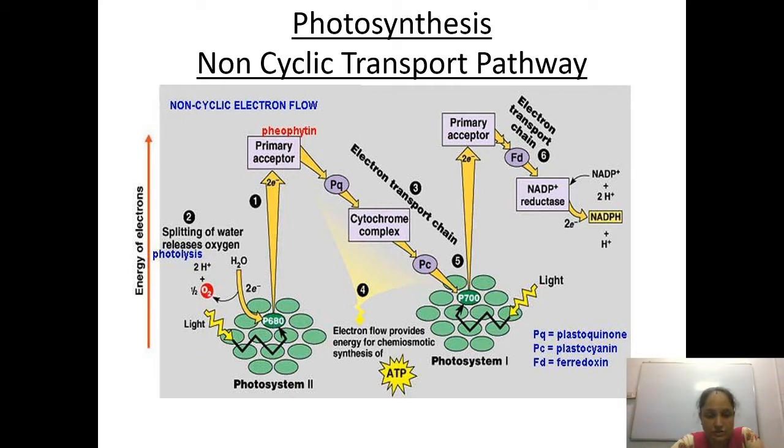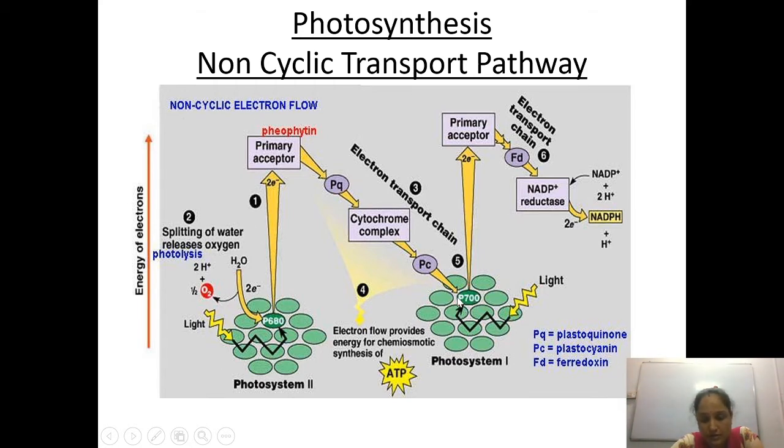So here the reaction starts, and here is a release of two electrons. Okay, and these electrons are going to be accepted by the primary acceptor, which is pheophytin. Next, from pheophytin the electron is going to be taken up by the plastoquinone. After that, the electron will be provided to the cytochrome complex, and then to the plastocyanin. Then it is going to enter into pigment system 700. So now we are going to talk about this pathway only.